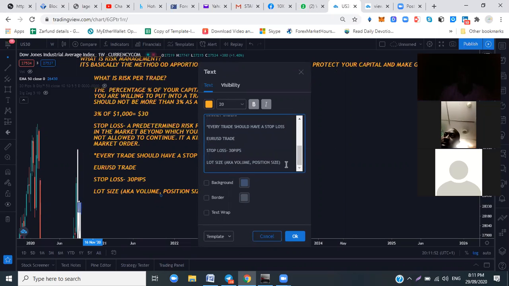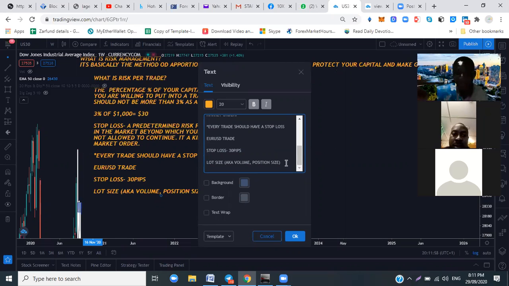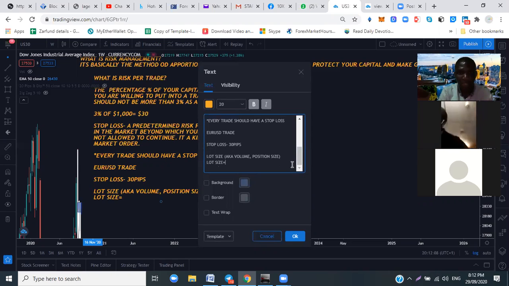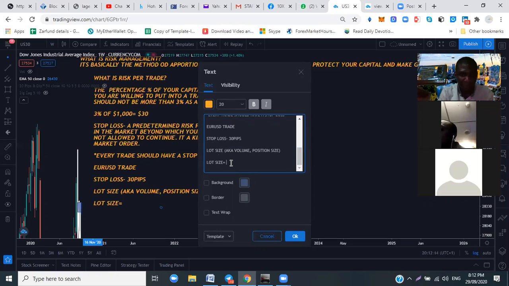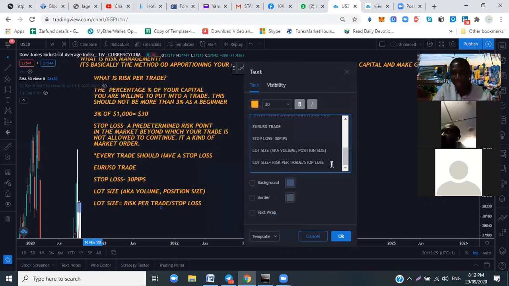So to calculate lot size, this is what we do. We divide our risk per trade. Lot size equals risk per trade all over stop loss. So your lot size is risk per trade divided by stop loss. That is your lot size.